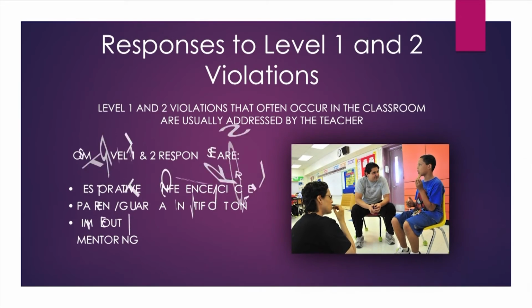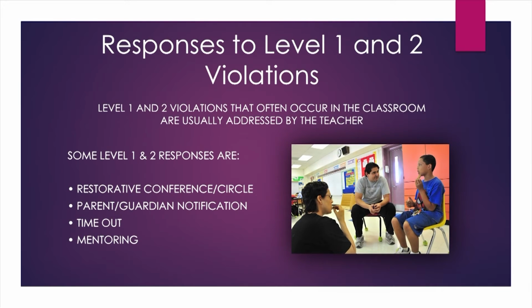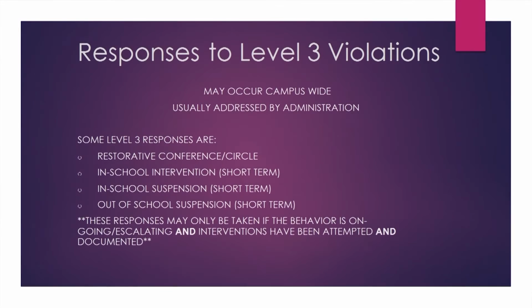What are some of the responses to levels 1 and 2 violations? Level 1 and 2 violations often occur in the classroom and are usually addressed by the teacher. Some of those responses are a restorative conference or circle, parent or guardian notification, a timeout, mentoring. What are some responses to level 3 violations?